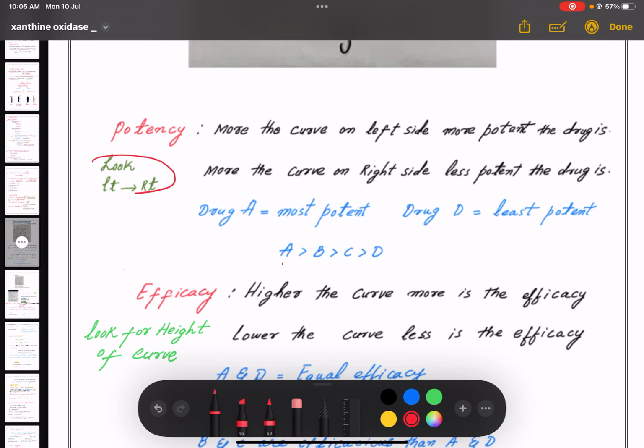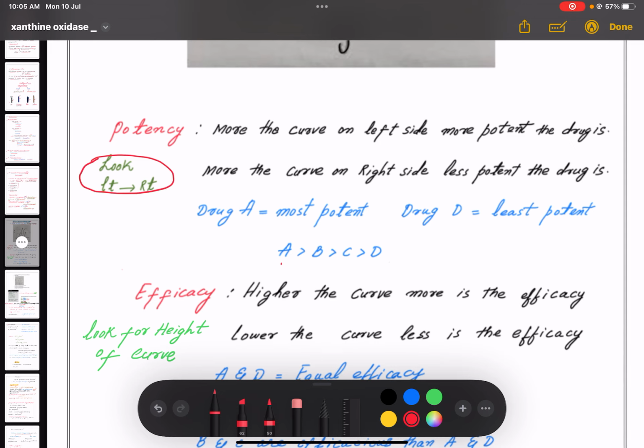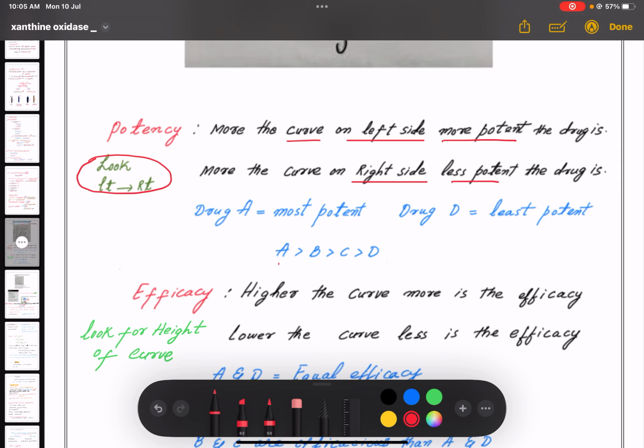For potency, I want you to remember, look from left to right. The more the curve is on the left side, the more potent the drug is. The more the curve is on the right side, the less potent the drug is. Drug A is most potent, drug D is least potent.